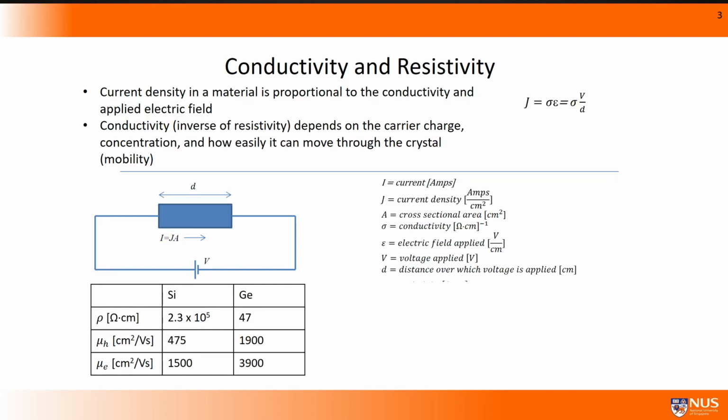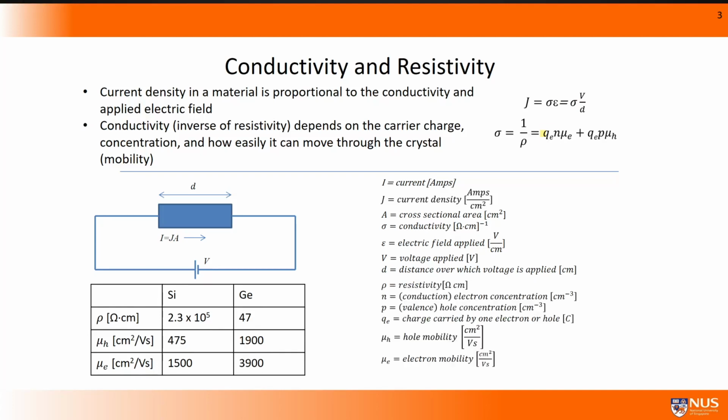Now let's talk about the conductivity of the material. What are all the things that influence the conductivity of a material? Well, the charge certainly plays a role. Q sub E is just the charge of an electron, or a hole, 1.6 times 10 to the power minus 19 coulombs. It's just a constant. Naturally, the number or concentration of electrons in the conduction band N, or the number of holes in the valence band P, play a role too.